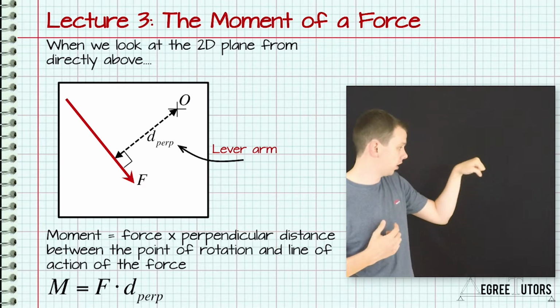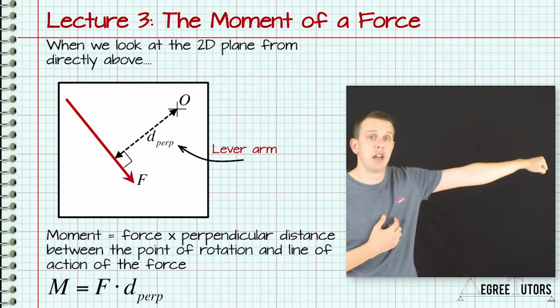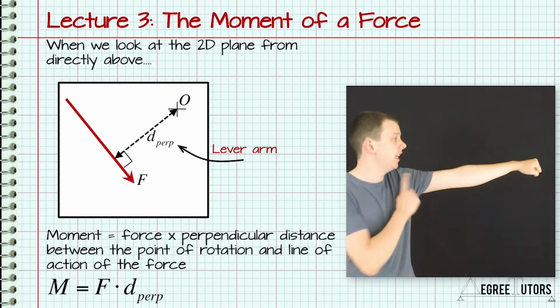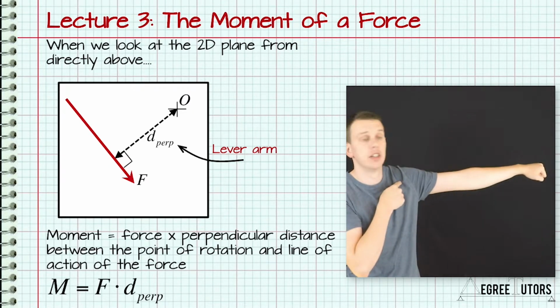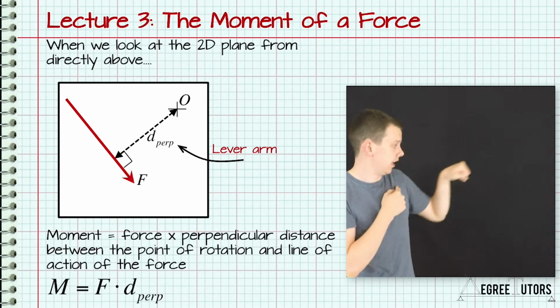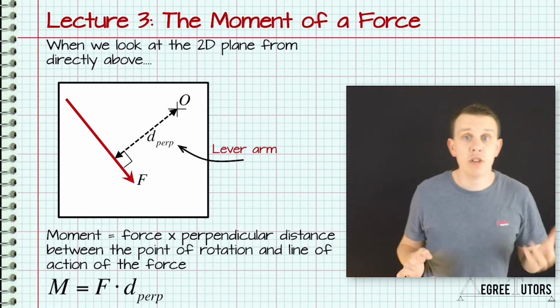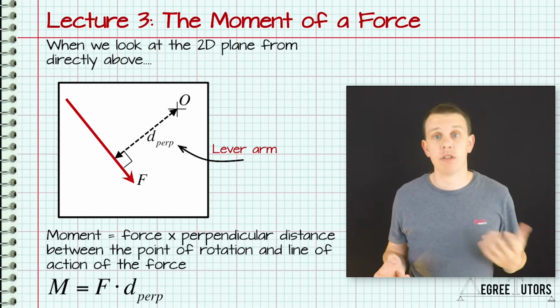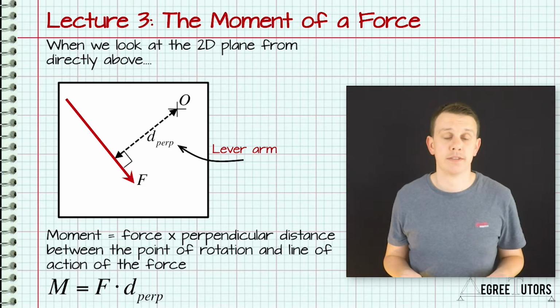I can hold the weight for longer here than I can when my arm is extended out here. The weight isn't changing, but the lever arm, the distance between where the force is applied and the point of rotation, is greater here than it is when I hold the weight here. And so the lever arm is a really important piece of information that's critical to working out what the magnitude of the moment of a force actually is.